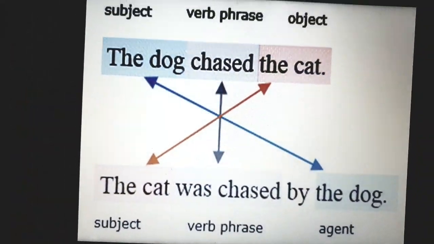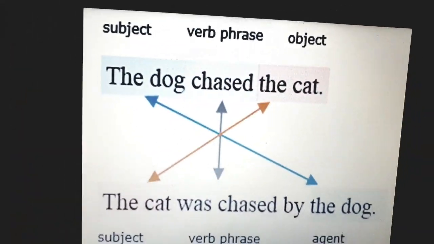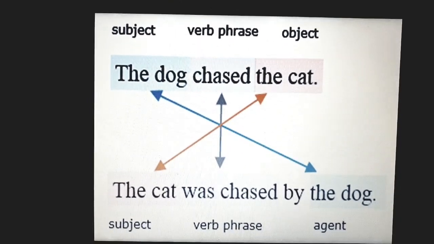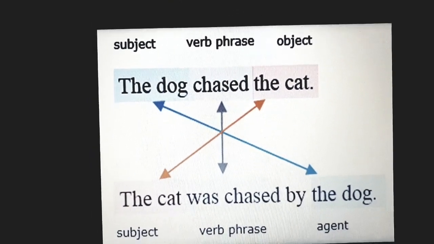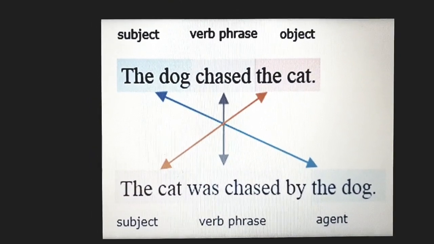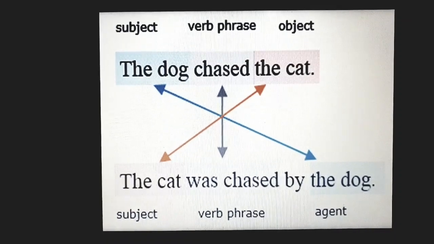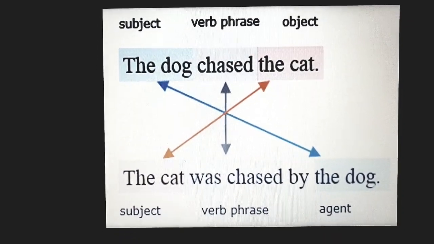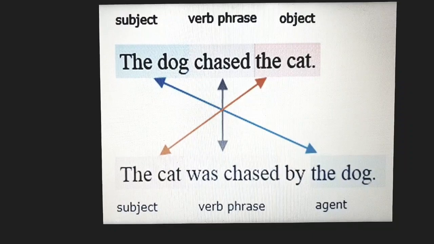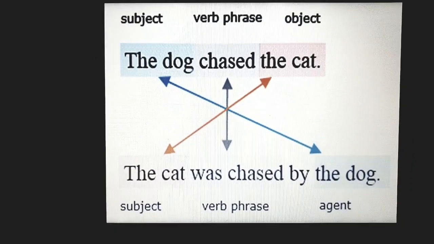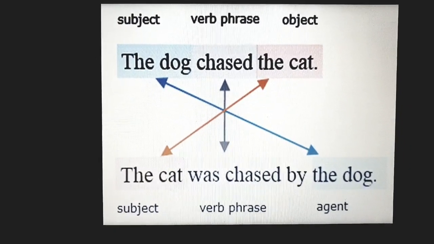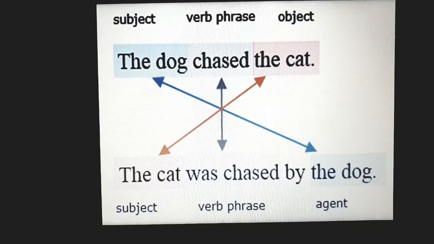Now let's move to see more and more examples. Look at this sentence. The dog chased the cat. Same thing, classify the sentence. The dog is the subject, chased is the verb, the cat is the object.